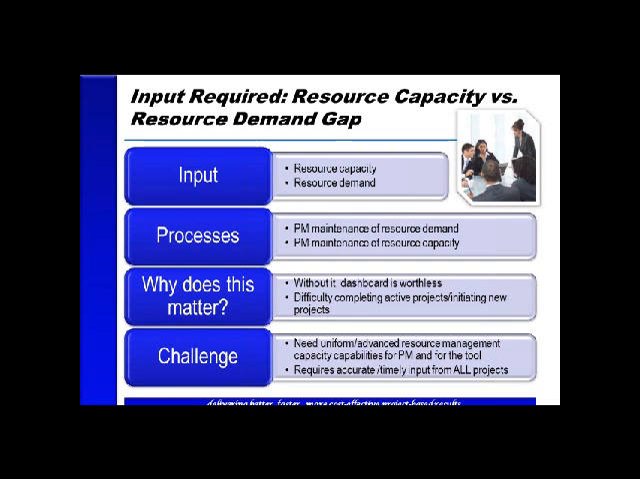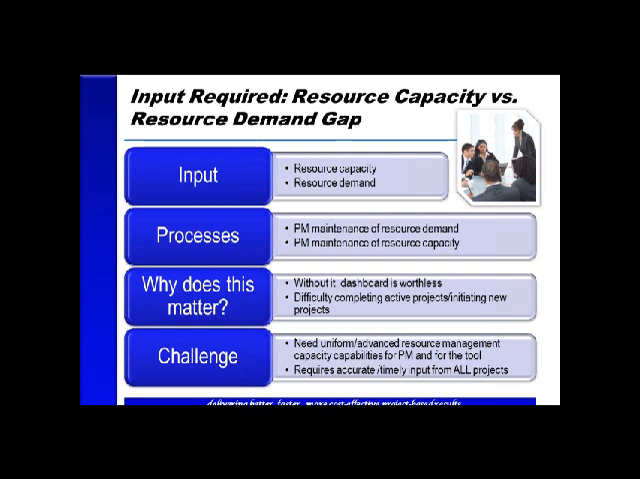Demand in most projects would be estimating the labor at the task level, right? So if I have this inventory of people called capacity, this inventory has a limitation in terms of how many orders it can fill, right? So we see that demand as a necessary input. And what are the processes? Well, and this is where it gets tricky, right? The processes are the project manager maintenance of resource demand, and probably resource manager maintenance of resource capacity, right?